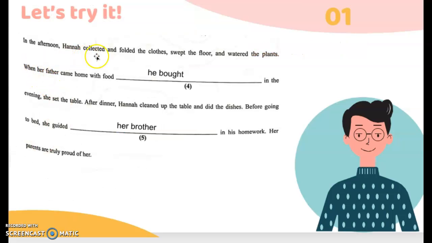In the afternoon, Hannah collected and folded the clothes, swept the floor, and watered the plants. When her father came home with food he bought, in the evening she set the table. After dinner, Hannah cleaned up the table and did the dishes. Before going to bed, she guided her brother in his homework. Her parents are truly proud of her.